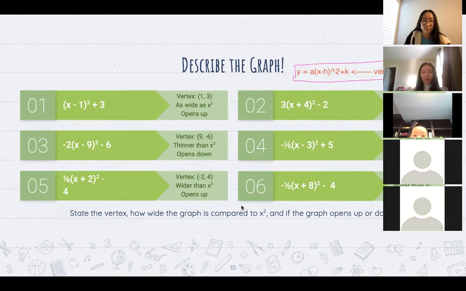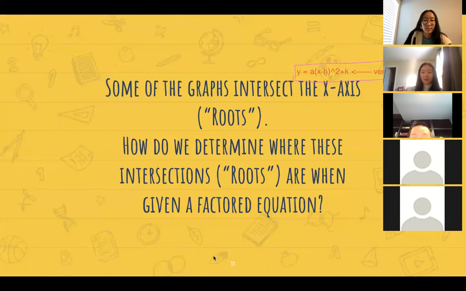Okay, last part. I think this is easiest. Does the graph open up or down? So if A, which is -1/2 right now, is negative, then it opens down. If it's positive, it opens up. Down. Yep, you're right. Good job. So this has a vertex of -8 comma -4. It's wider and it opens down. So thank you guys for participating.